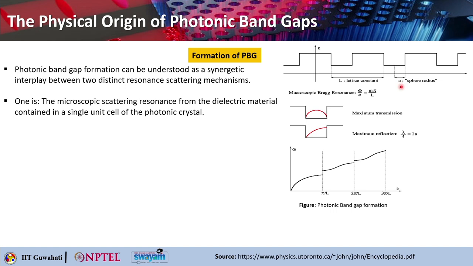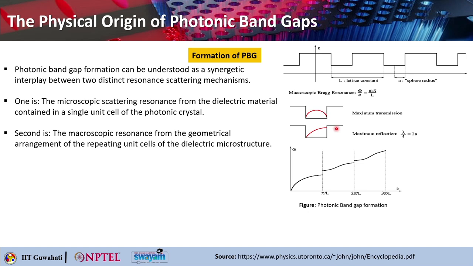Now this shows the scattering of a wave by a square well potential. You can see here that when half of the optical wavelength fits into the width of the well, transmission from left to right is maximum and the least amount of light is reflected. But when one quarter of the wavelength fits into this well width, the least amount of light is transmitted and the maximum amount of light is reflected. So maximum reflection happens when lambda by 4 equals 2a, where the width of the well is 2a. That way you can find the condition for maximum reflection.